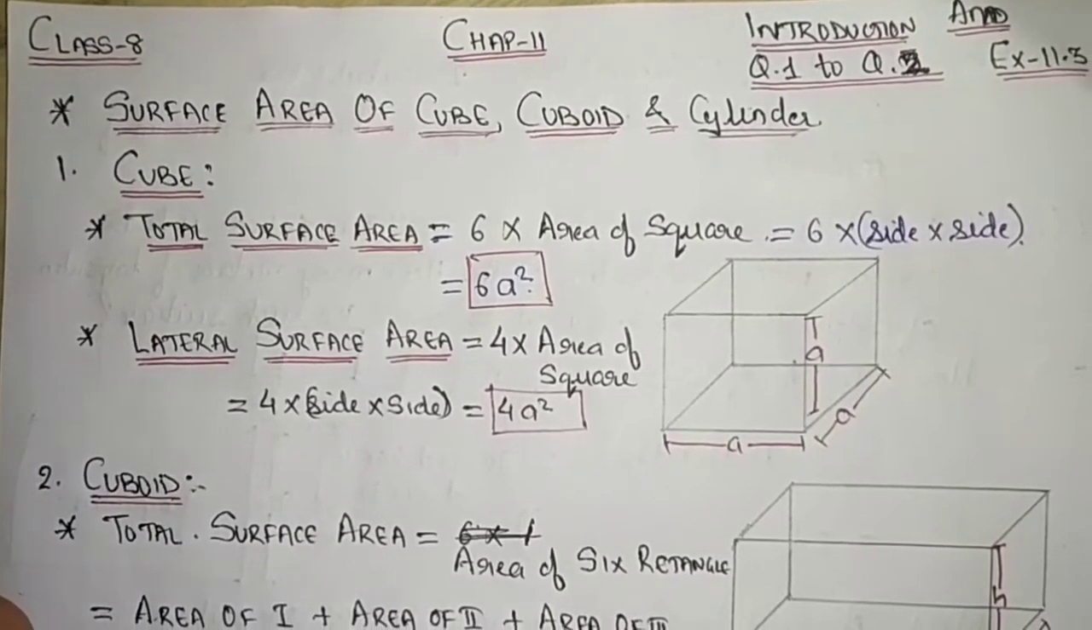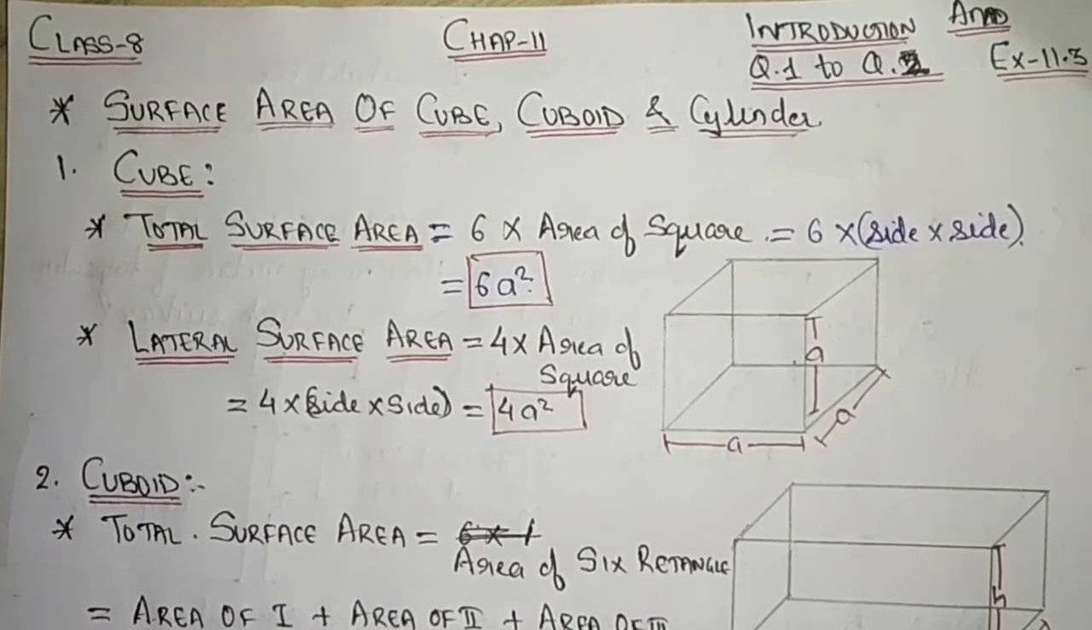Hello students, today we will take the introduction part and also question number 1 to question number 2 of exercise 11.3. The introduction part which I am going to explain today will be helpful for solving exercise 11.3, and it will also be helpful in future classes for 9th standard and 10th standard. Its name is surface area of cube, cuboid and cylinder.